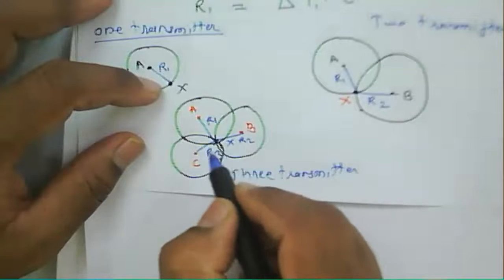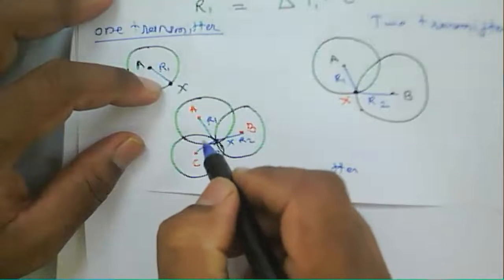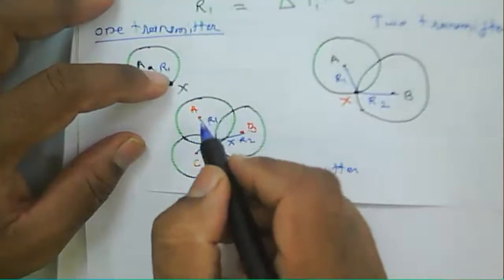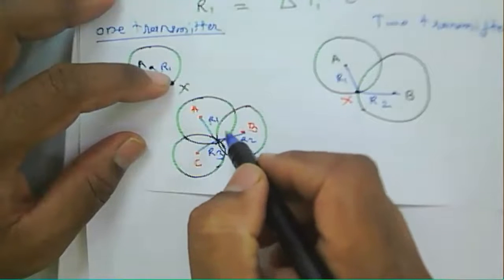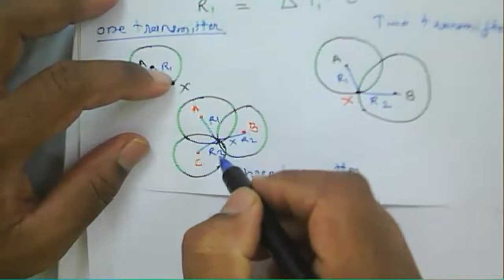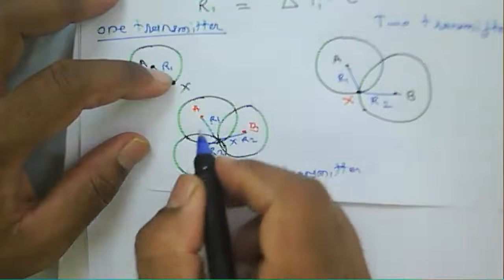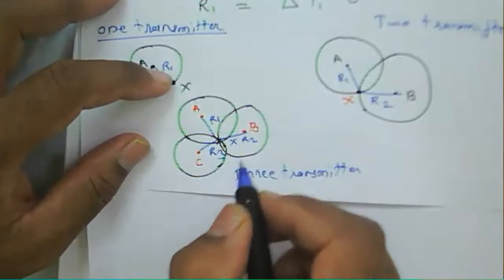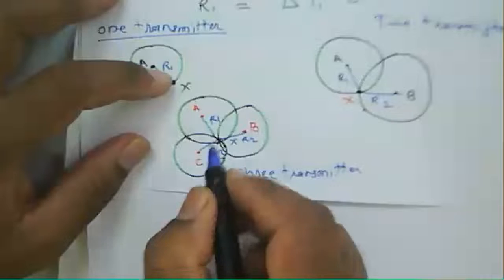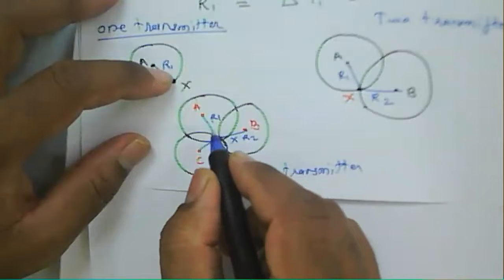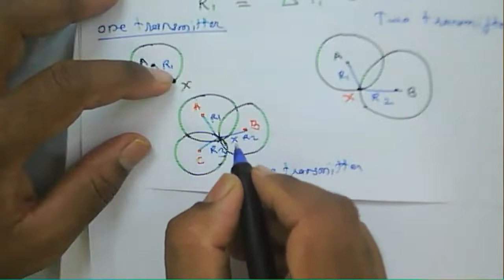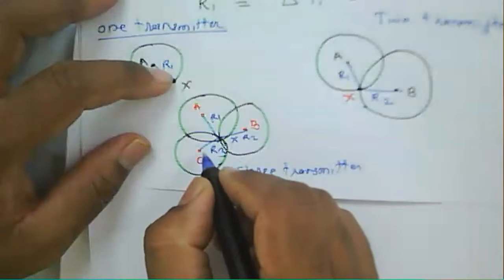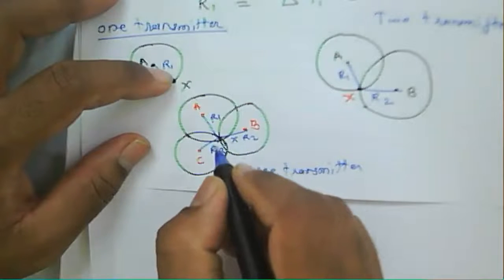Now the intersection of all these three circles will provide the position. So what will the position be? That's why we need to find our location on the map. We require three transmitters, and we need to know the distance from our location to each transmitter.